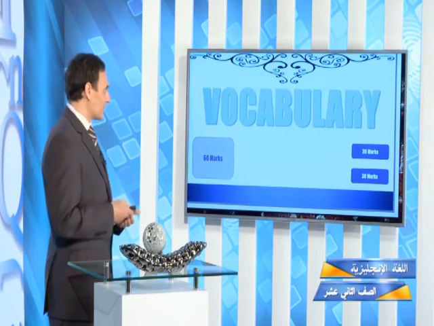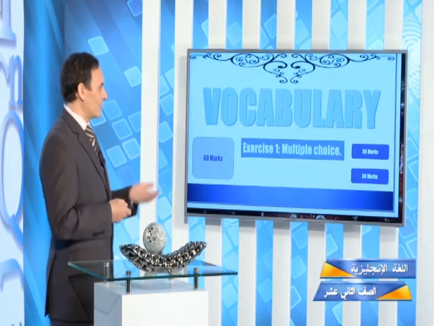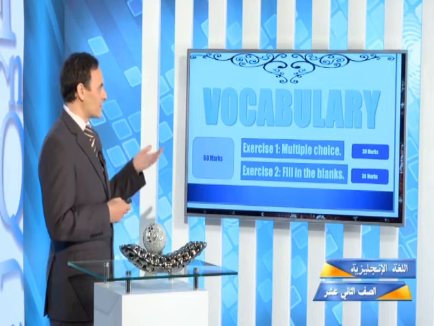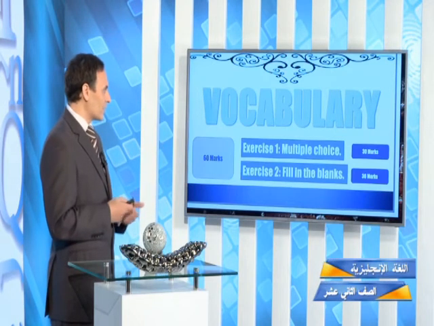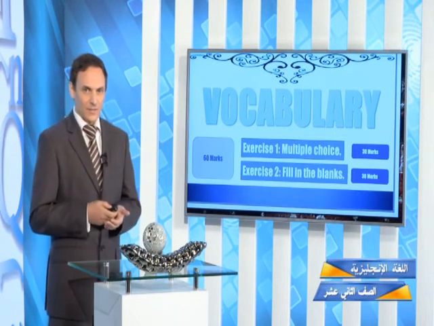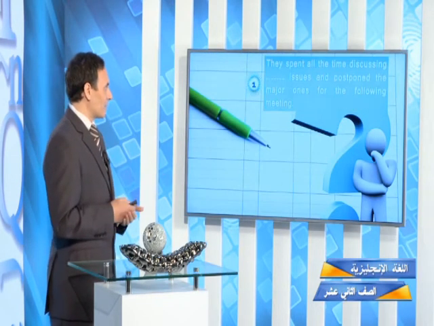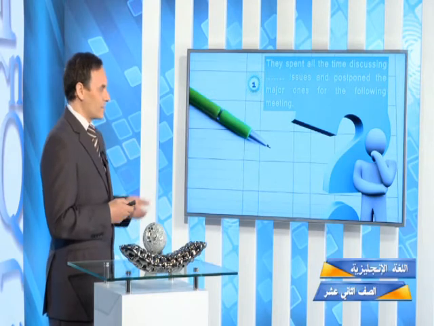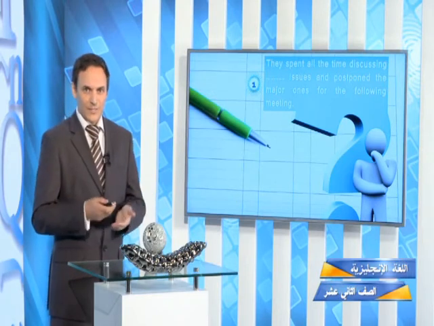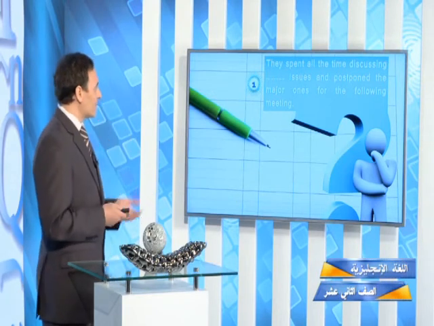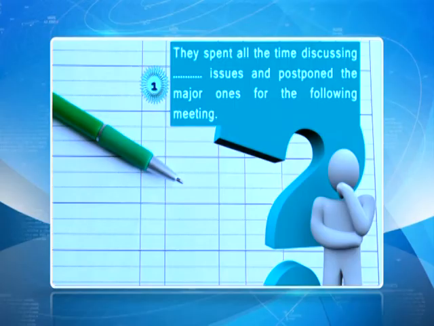In the vocabulary section, you're going to have 2 exercises. The first exercise is a multiple choice exercise. The second one is a fill in the blanks. Now let's move to the first exercise, which is a multiple choice. So from A, B, C, and D, try to choose the best answer. Okay? Sentence 1 reads, they spent all the time discussing, then space, issues and postponed the major ones for the following meeting.